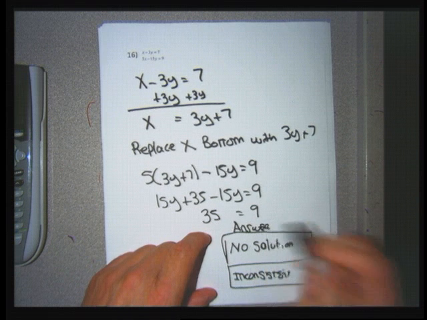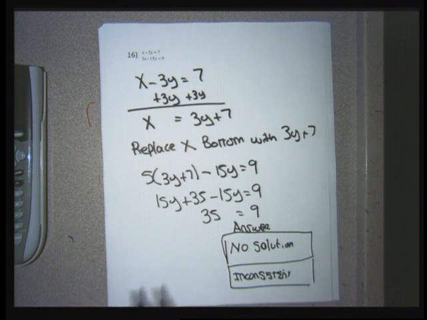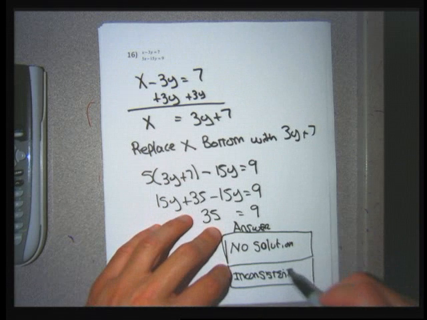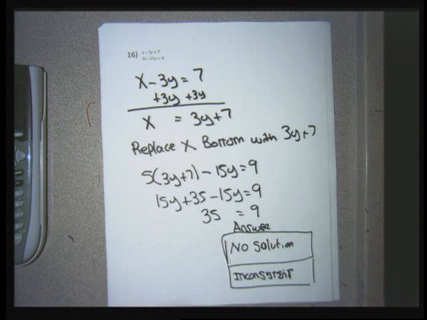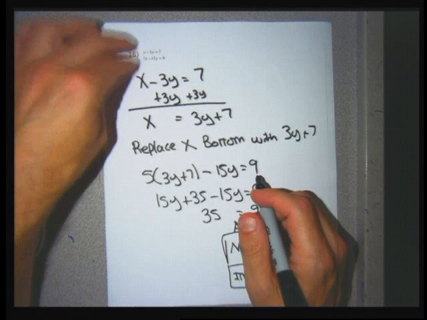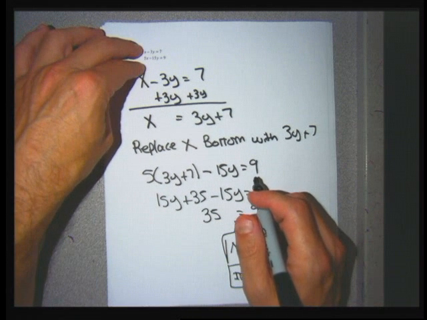There is no point that works simultaneously in both equations. You can say there's no solution, or you could use a more mathematically elegant word. You can say these are inconsistent. I didn't do solving by graphing, but if I did, these would be parallel lines.